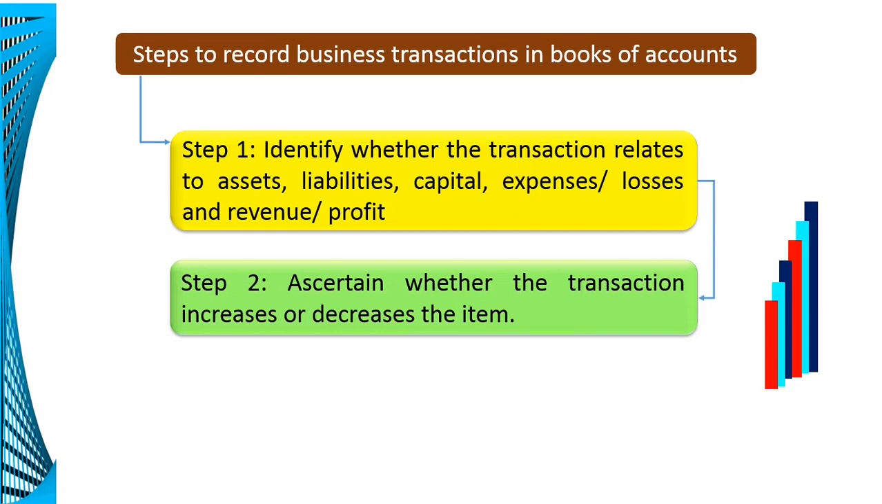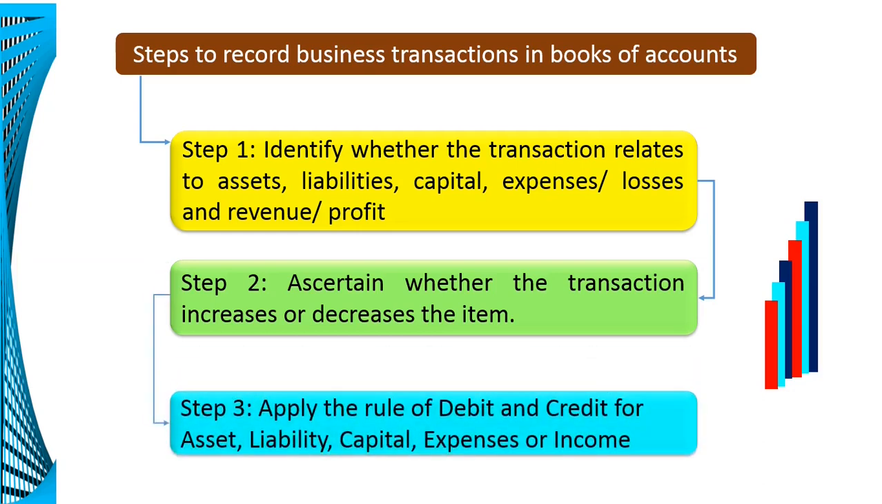The second step is to determine whether the transaction increased or decreased the item under consideration. In our example, payment of rent has increased the expense, whereas payment by cash decreased the balance of cash in hand, which is an asset. The final step is to apply the rule of debit and credit for the respective item.